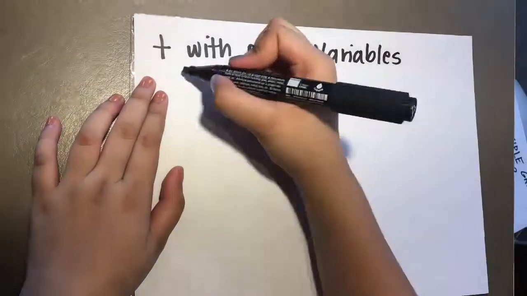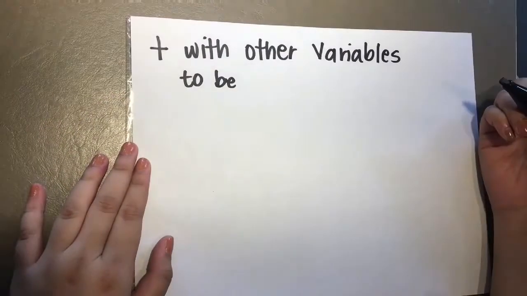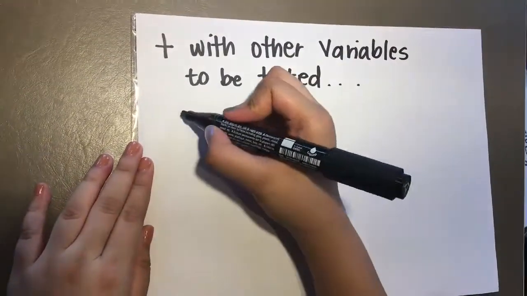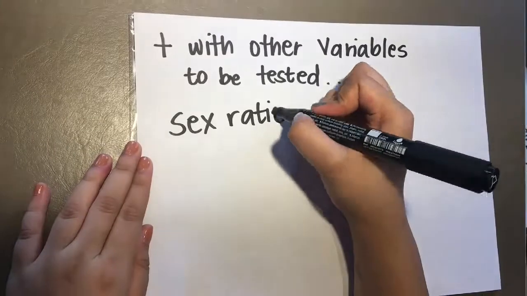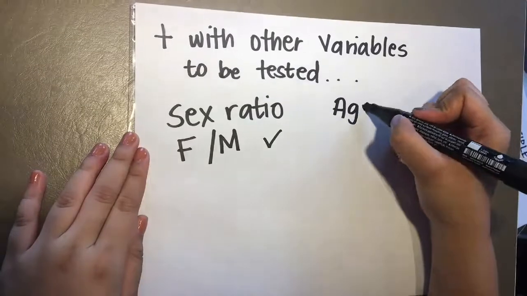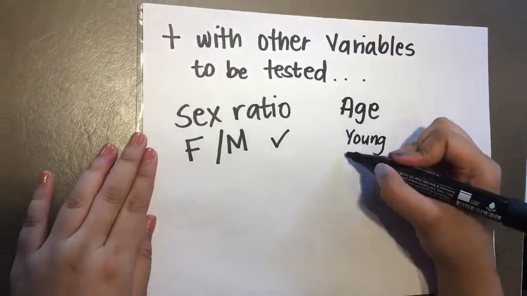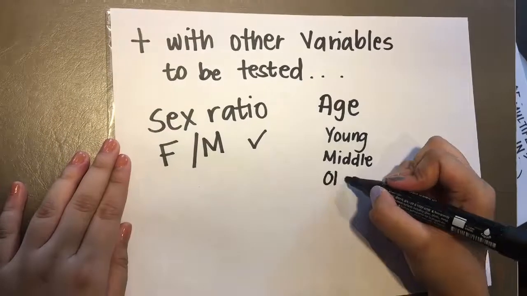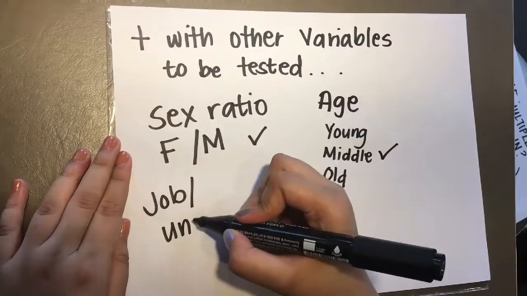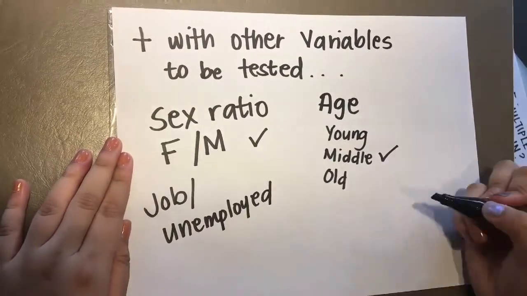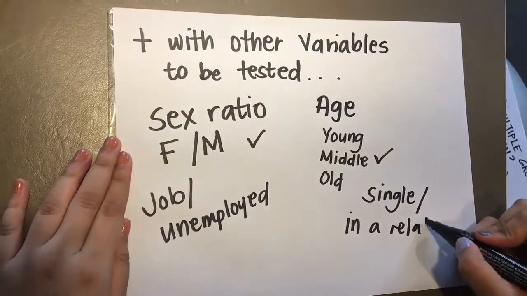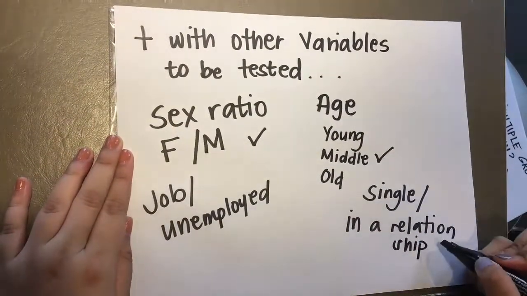Multiple group designs come in when other variables take place and has to be experimented with other groups. Examples of these are the sex ratio, the age of the population, their job, and if they're in a relationship or not. These variables can also be the extraneous variables, but if it's to be included in the multiple group design, it will become a variable.